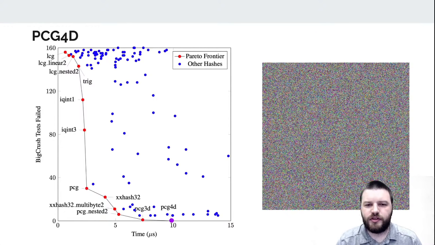PCG4D is a version of PCG3D, but with 4D input and output. It is the fastest hash to not fail any TestU01 Big Crush test.